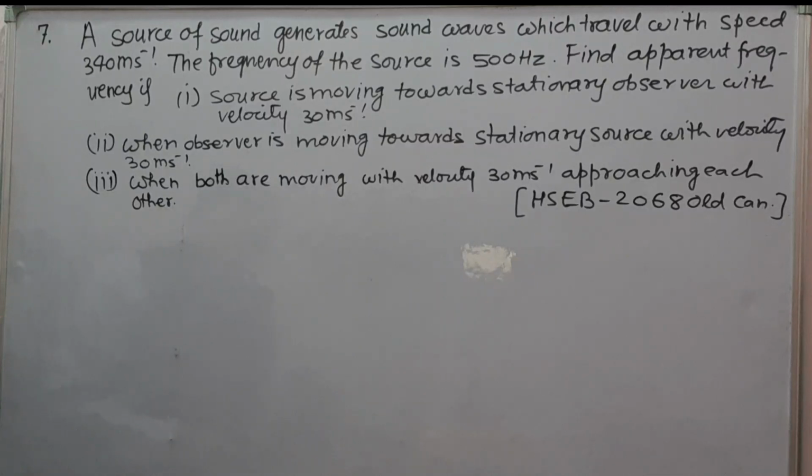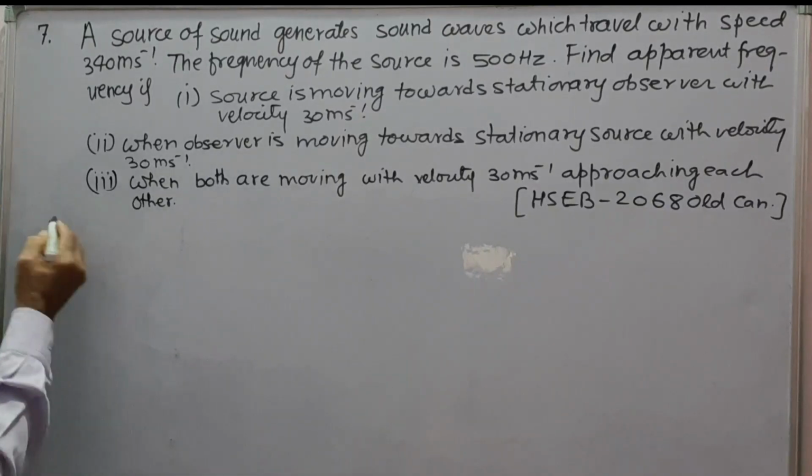Next, question number 7. A source of sound generates sound waves which travel with the speed of 340 meter per second. The frequency of the source is 500 Hz. Find apparent frequency if, in first case, source is moving towards a stationary observer with velocity 30 meter per second. Second, when observer is moving towards a stationary source with velocity 30 meter per second. Third, when both are moving with the velocity 30 meter per second approaching each other.